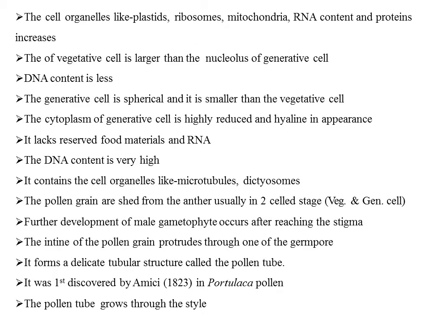Now, next, the cell organelles like plastids, ribosomes, mitochondria, RNA contents and proteins increase. The nucleus of the vegetative cell is larger than the nucleus of the generative cell. DNA content is less. The generative cell is spherical and it is smaller than the vegetative cell. The cytoplasm of the generative cell is highly reduced and hyaline in appearance. It lacks stored food material and RNA. The DNA content is very high.